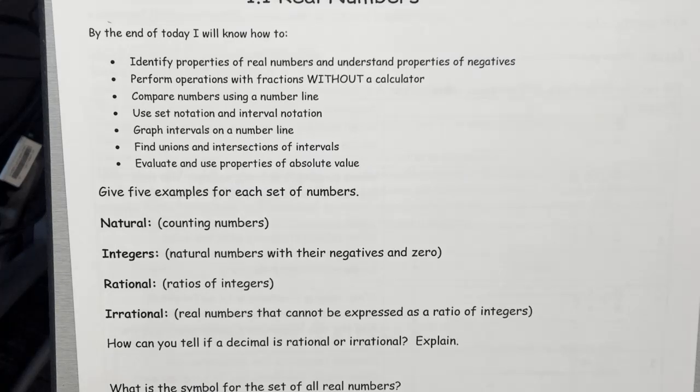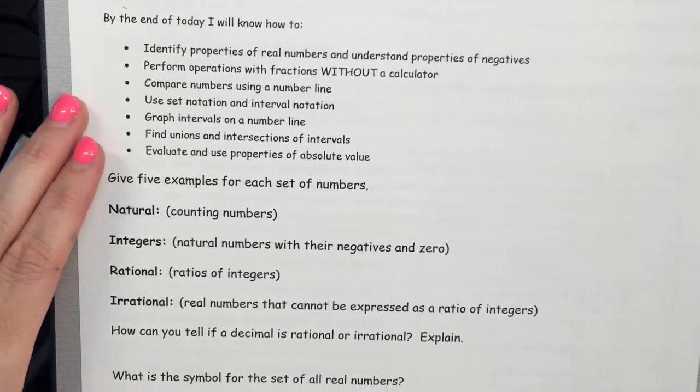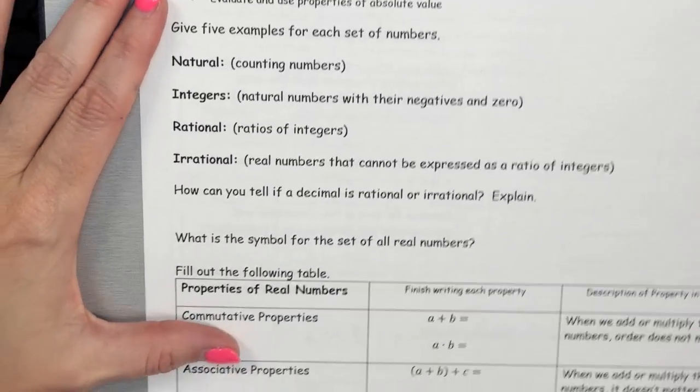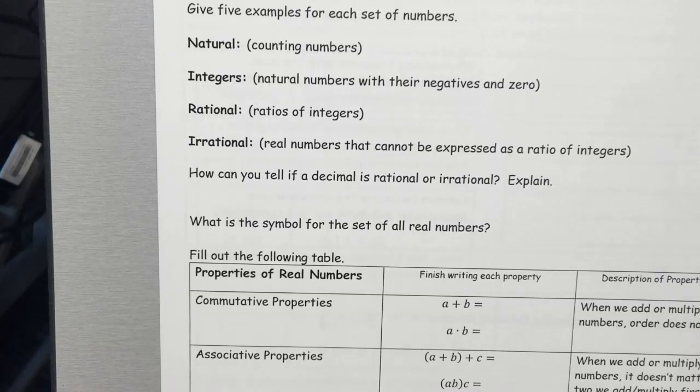Okay, so 1.1 is going to be a lot about notations. It's going to be the review, and we're going to talk about real numbers. So properties, different symbols, and we're starting with the different sets of numbers. Okay, so the natural numbers.